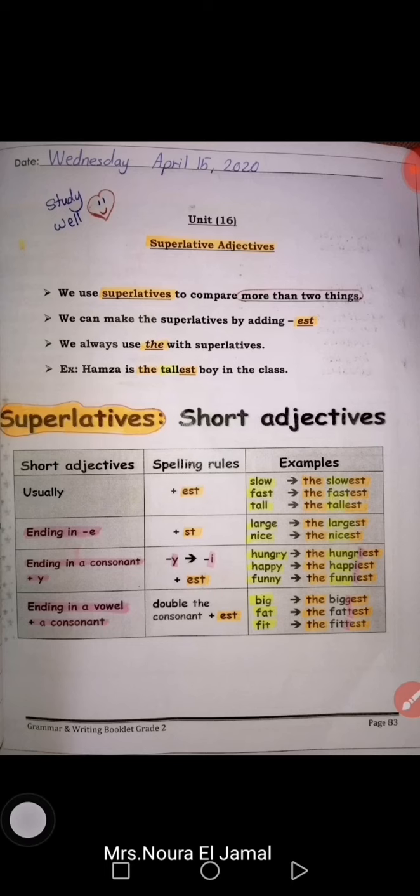Ending in a vowel and consonant, double the consonant and add est. Big became the biggest. Fat, the fattest, and fit, the fittest.